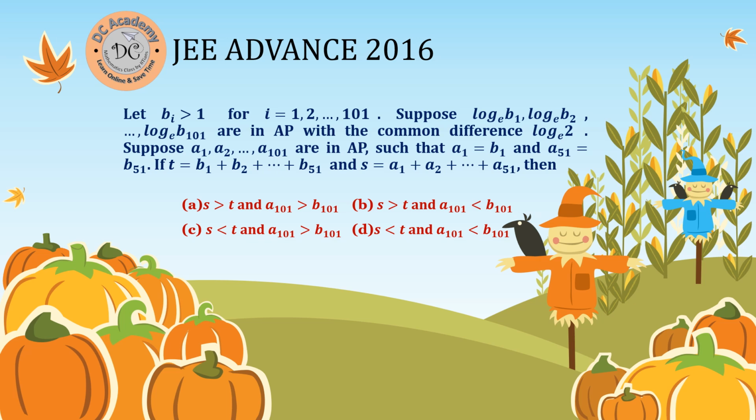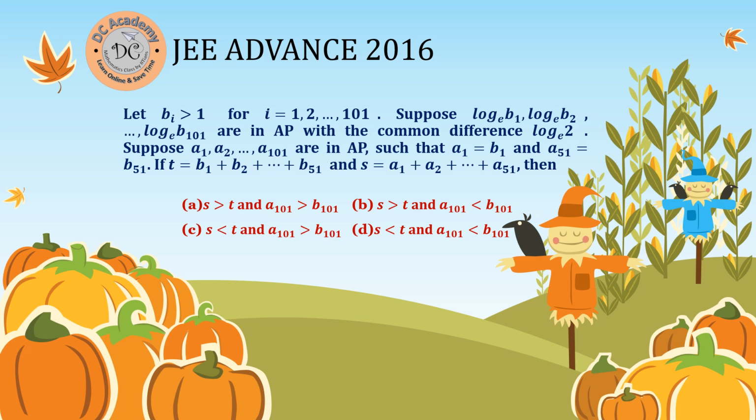Here it is given that we have a series which contains log of B1, B2, up to B100. And this series is an arithmetic progression with a given common difference, which is log 2. Also it is given that the series A1 to A101 is also in AP. But there is a condition that the first terms A1 and B1 are equal, and also A51 and B51 are equal.